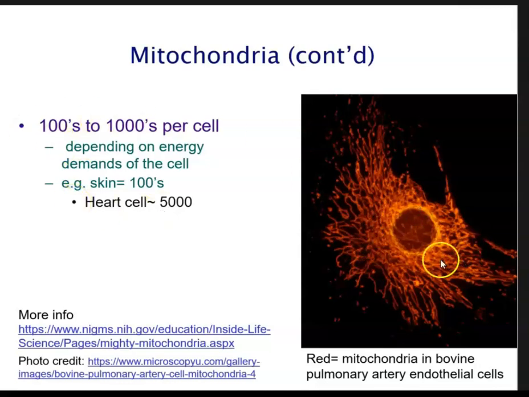And this is a beautiful slide that shows the cell, which is outlined here, and it's showing the mitochondria in red. So this cell has been stained, and the red dye is associated with the mitochondria, so you can actually see the location of the mitochondria.